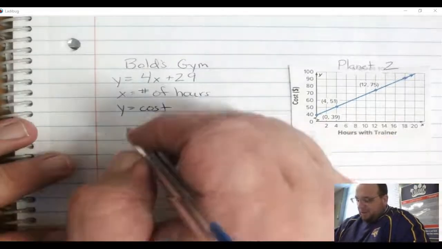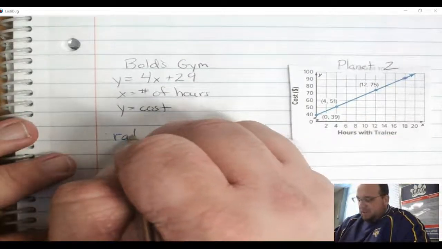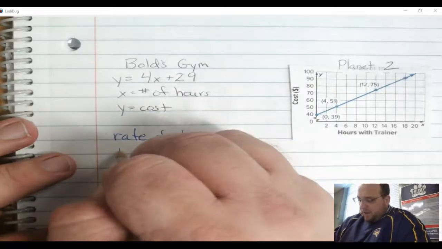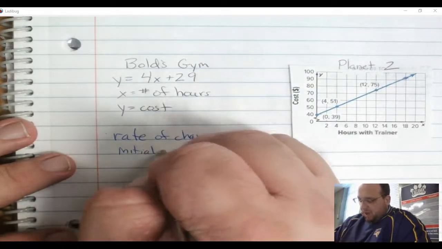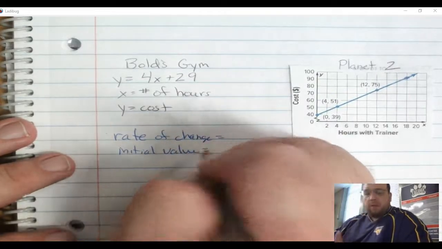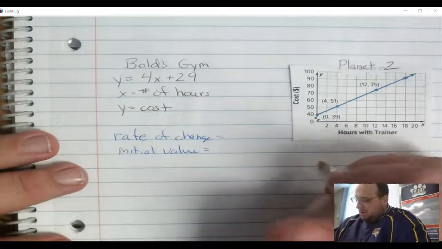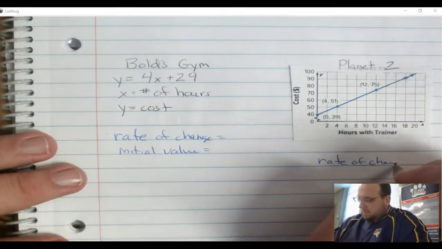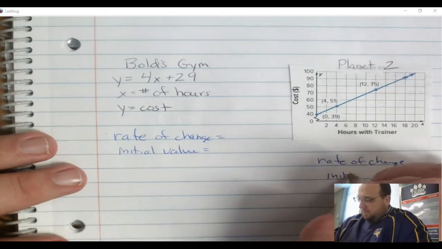Some things that I might want to try to find out is what is the rate of change, and I want to find out what are the initial values, okay? So in a gym, it'd be like, what's my membership fee? So again, over here, I want to find the rate of change and the initial value.